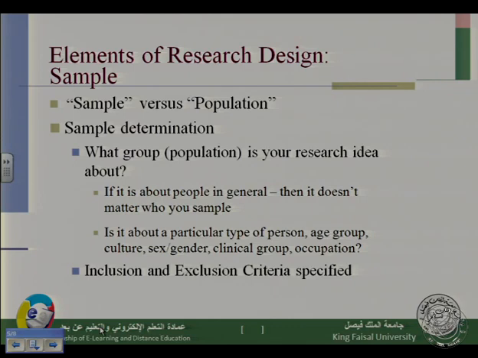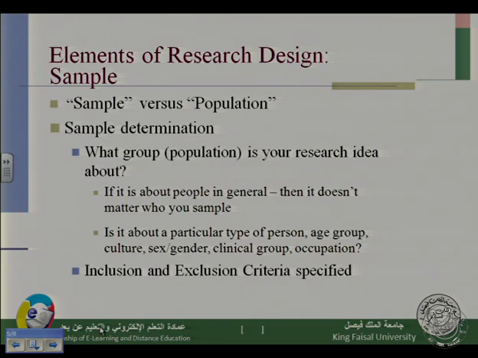Yes, so if you are targeting people in general, all people, it does not matter who you sample. You can select everyone. But let's say that you are targeting academics. Well, then your population is academics. You cannot go to engineers, you cannot go to barbers, you cannot go to media people. Why? Because you are targeting academics.